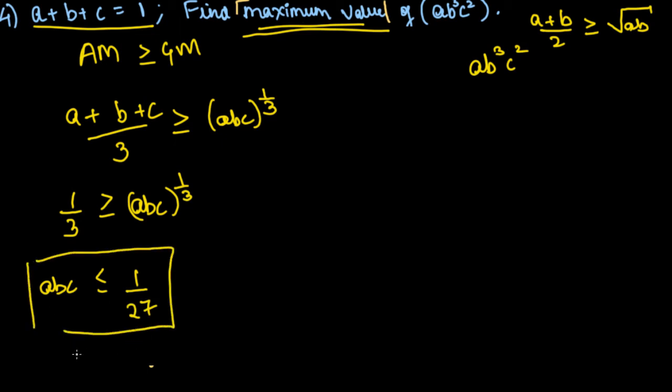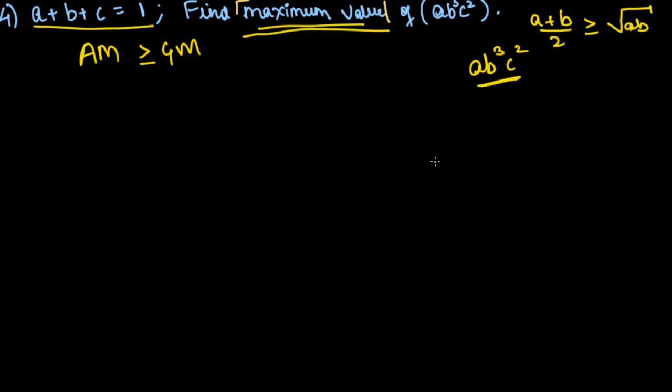So what does this mean? On a number line, there is somewhere 1 upon 27 and abc is less than it. It is always lesser than it or it is equal to it. So it means that the maximum value of abc is 1 upon 27. Let us use this concept to solve this sum.